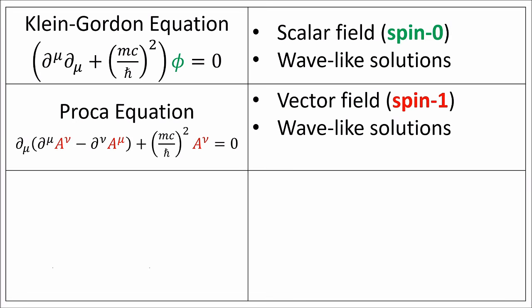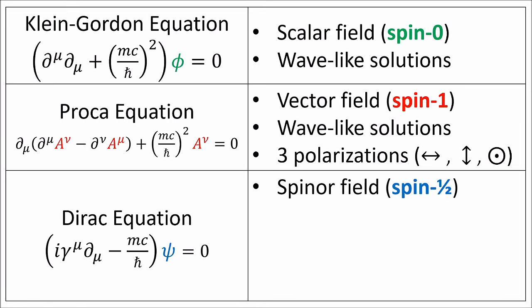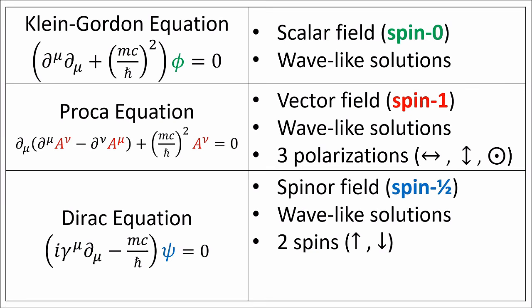But the vector nature of the field allows waves with the same frequencies to have different polarizations, like horizontal, vertical, and longitudinal polarizations. Finally, the Dirac equation describes spinor fields, and also has wave-like solutions. But the spinor nature of the field allows waves with the same frequencies to have either spin-up or spin-down orientations.